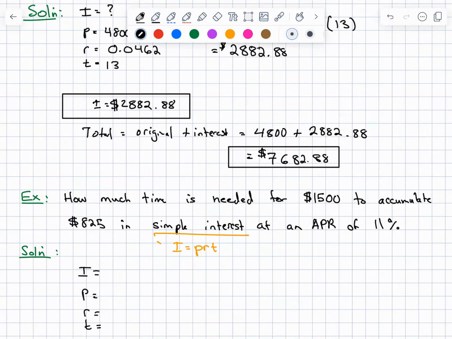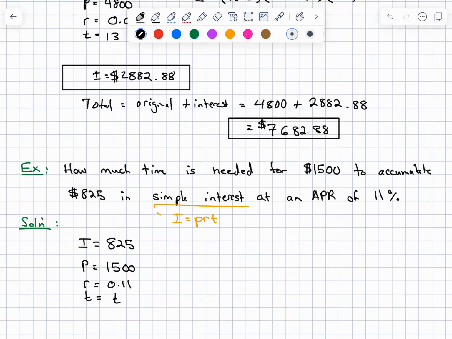So this problem said, how much time is needed for $1,500 to accumulate? So it gives us the principal, the initial amount. And it says to accumulate $825, so that means your I is 825. That's the amount of interest we want to accumulate. The rate was given at 0.11, so 11%. And then time is the unknown here. So I equals PRT, we get 825 is equal to 1,500 times 0.11 times T.